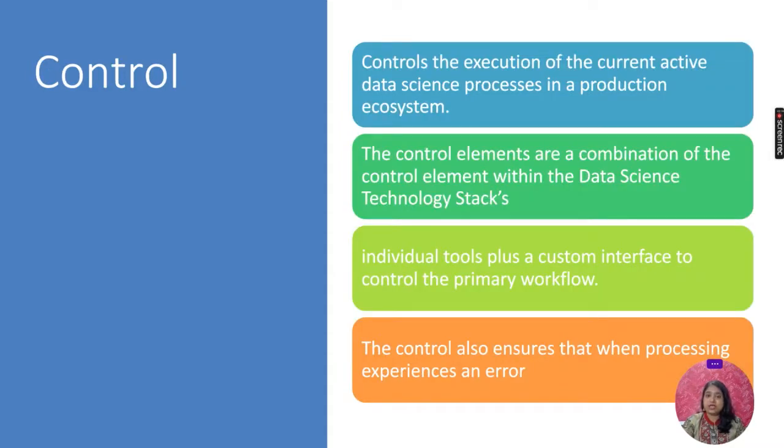Then comes the control. It controls the execution of the current active data science processes in a production ecosystem. The control elements are the combination of control elements within the data science technology stack. So individual tools plus a custom interface to control the primary workflow is taken care of in the control layer. Control also ensures that when processing experiences an error, the error is able to be handled properly by the ecosystem.